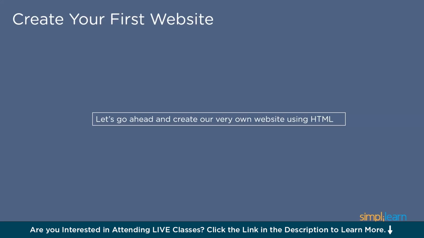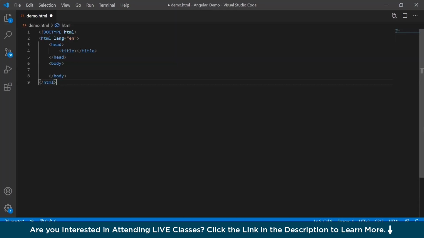So for this, I'm using the text editor, that is Visual Studio Code. You can go ahead and download this text editor from their official website. So here I've created a simple .html file in my VS Code, and I've added the initial HTML files. Now let me explain to you one by one.